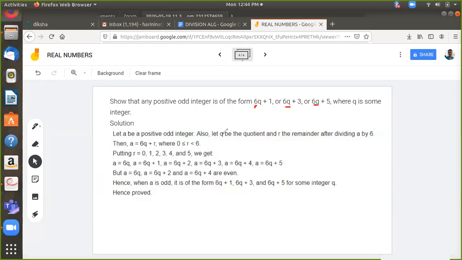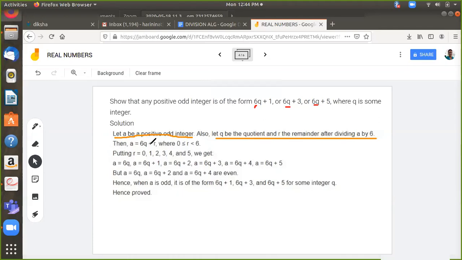So my assumption is very important here. I have taken a to be a positive odd integer such that when I divide a by 6, my remainder will be r and my quotient will be q. So using the division lemma, a is the dividend. Dividend equals divisor times quotient plus remainder. I have simply applied the lemma here.